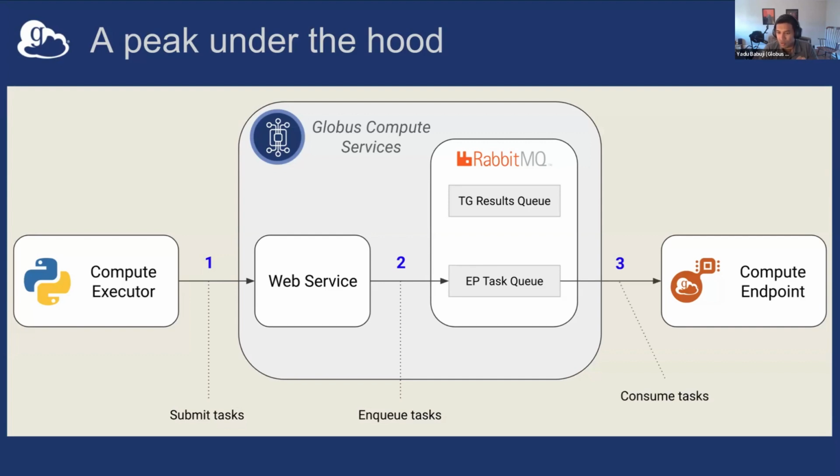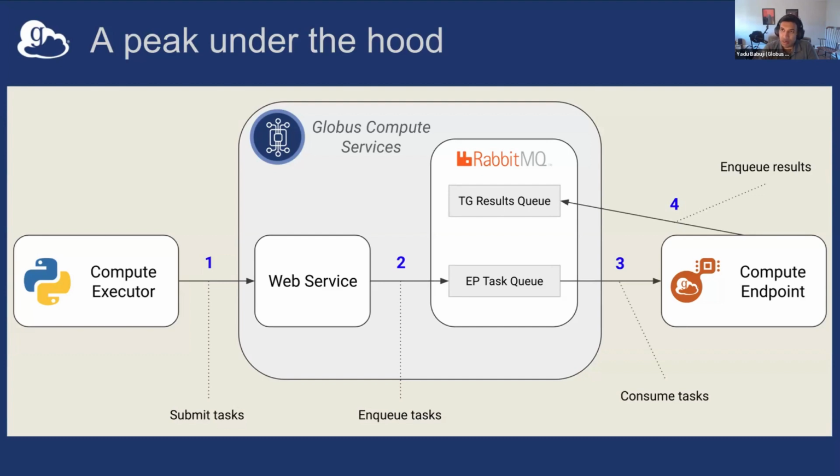The endpoint task queue is listened to by the compute endpoint. So then the compute endpoint would be listening to this endpoint task queue, assuming it is online. It would consume those tasks, run those tasks, and when the results are produced, it will enqueue those results into the task group's result queue.